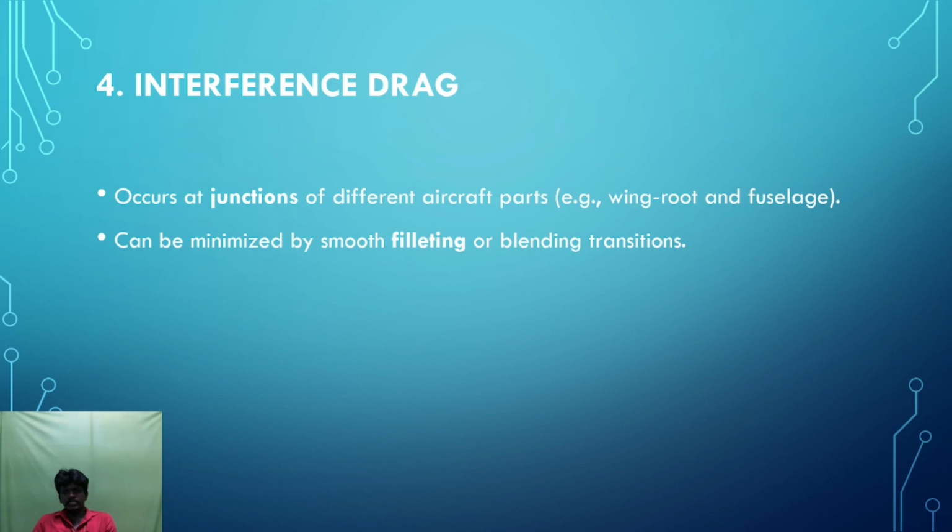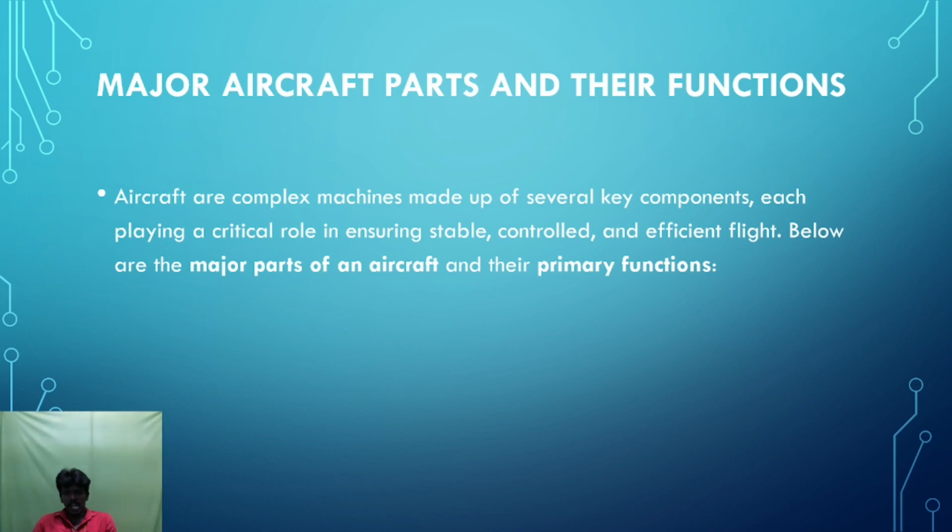Then back to interference drag. Interference drag occurs at the junctions of different aircraft parts. I already said that it can be minimized by smooth filleting or blending transitions.